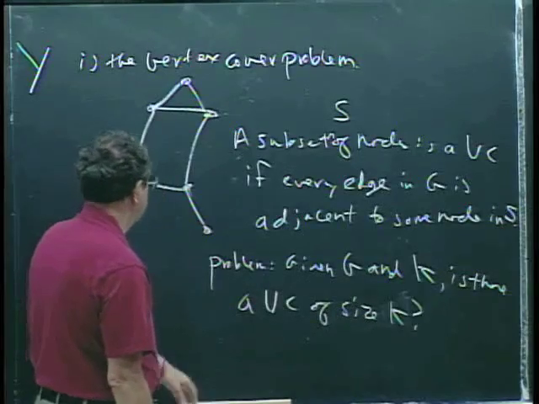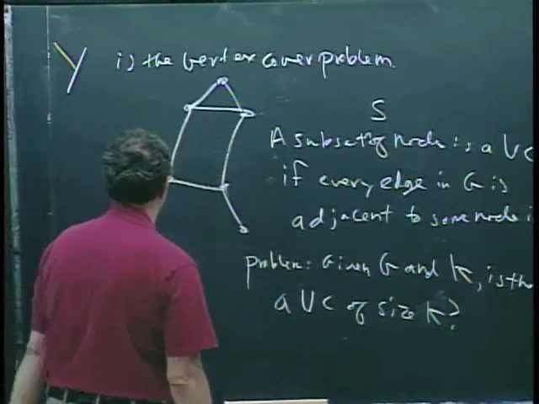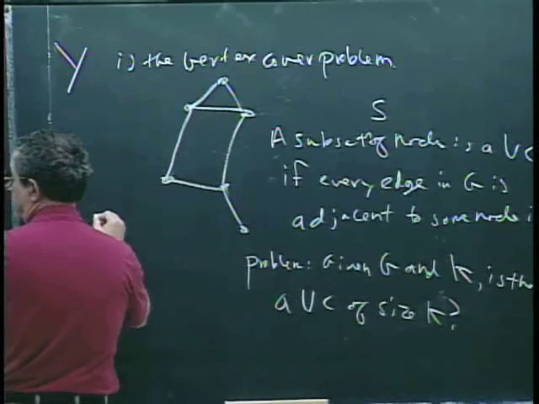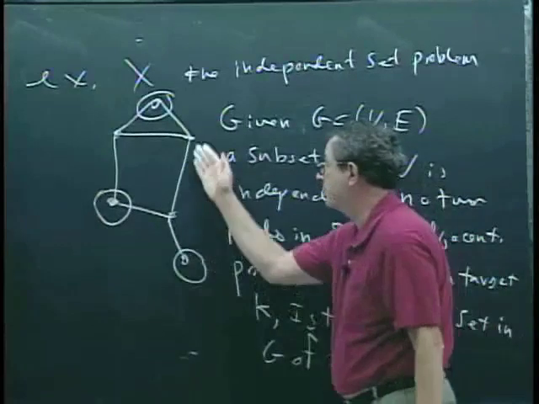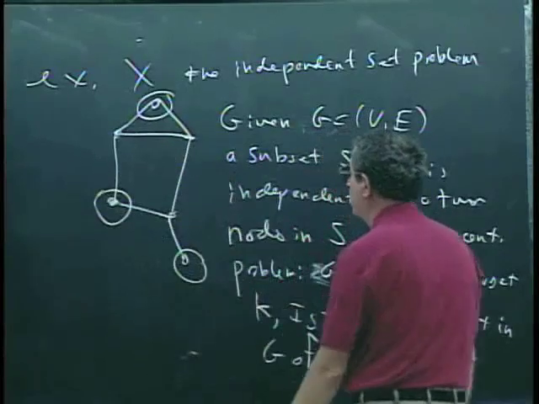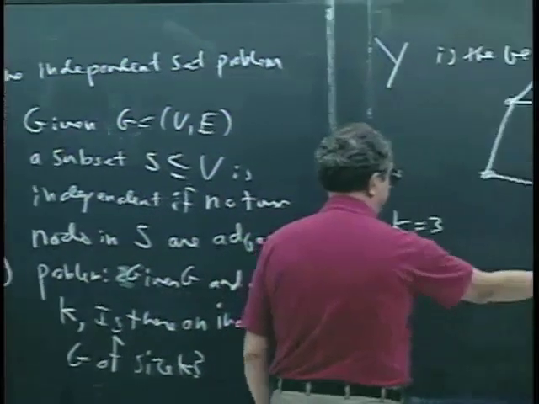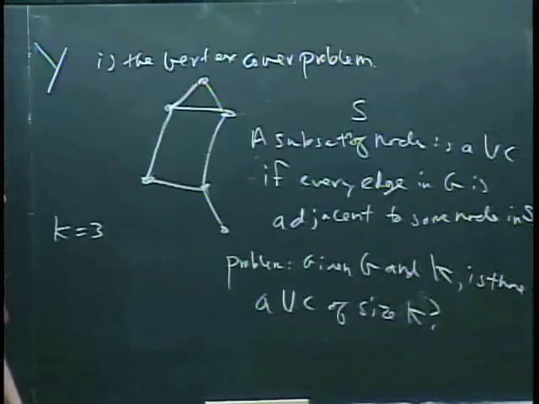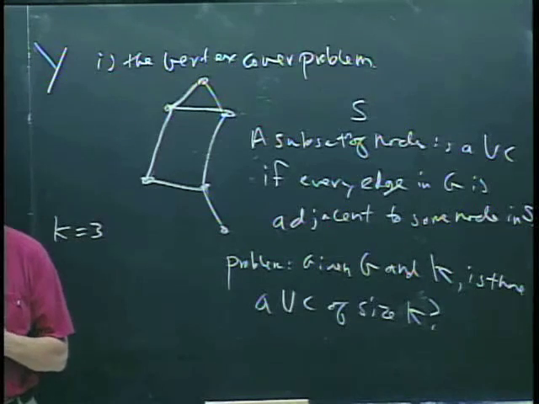All right, so this is, again, a problem that has a yes or no answer. And here, let's say K was, when you made K equal to 3 or smaller, the answer was yes. Okay? Let's make K equals 3 over here. Is the answer yes or no? Is there a vertex cover of size 3?